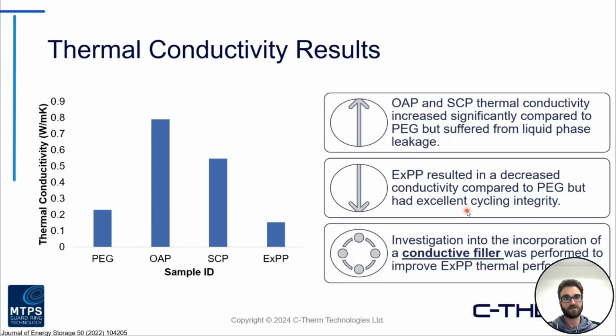So what they decided to do is, because even though those two really boosted conductivity to a significant degree, the cycling was just something they couldn't manage with those two options, they began investigating further, looking at the incorporation of a conductive filler to help improve the thermal behavior of the EXP system while hoping to maintain that cycling integrity.